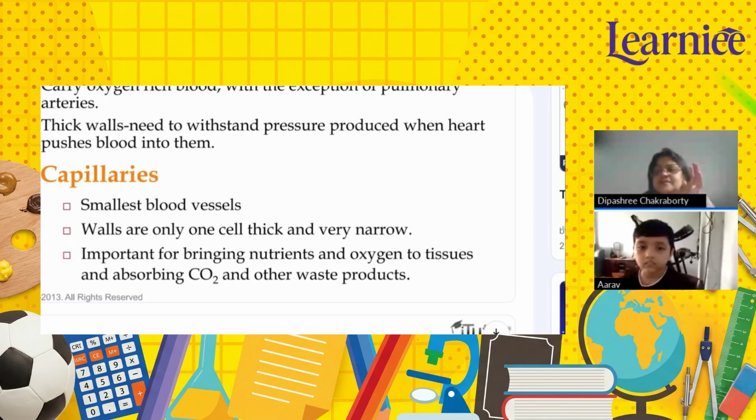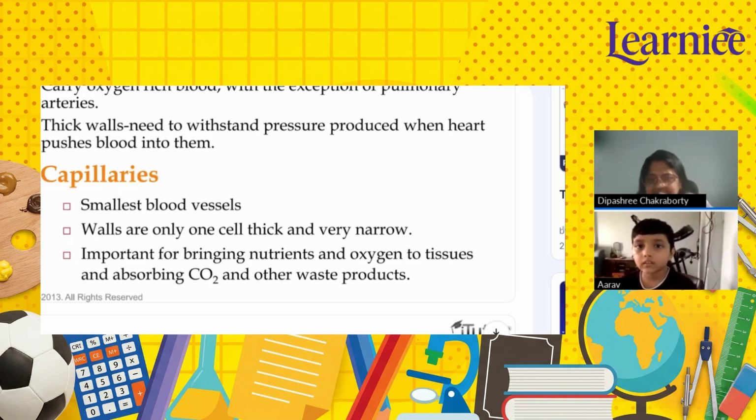What is the function? Read once. Function. Important for bringing nutrients and oxygen to tissues and absorbing CO2 and other waste products. Thus, it is a link, as we read before, between arteries and veins. From arteries, it is carrying and putting to the tissue, and from the tissue again, it is taking away all these waste materials back to the heart. Okay, it is a connection point, or connecting point.